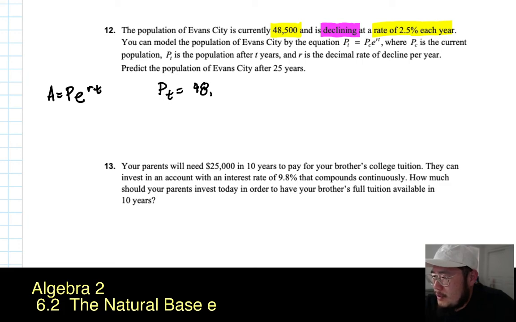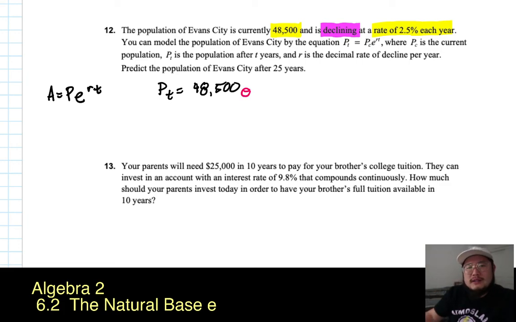And remember, there is that one absolutely critical thing that I said that we had to add here. It's that word declining, and where does that go? It's going to go next to that 0.025. All right, so make sure that when you plug all your information into the equation. We've got P sub T is equal to 48,500 times E. And then we have right here our rate, which is 0.025. So we're going to raise that to the negative 0.025 and then times 25 for your time.